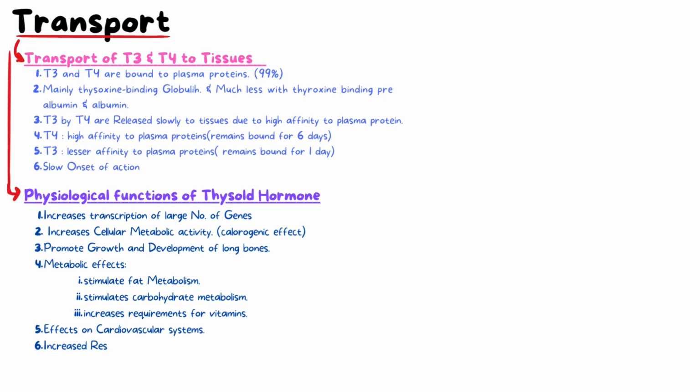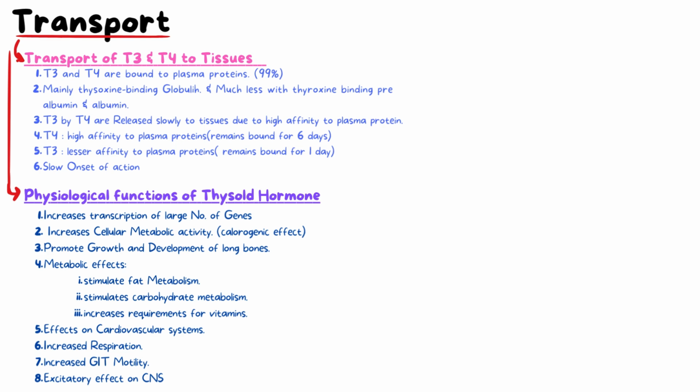Now talking about the metabolic effects of thyroid hormones. This includes the stimulation of carbohydrate metabolism. They stimulate all aspects of carbohydrate metabolism, which includes rapid uptake of glucose by the cells, enhanced glycolysis, enhanced gluconeogenesis, increased rate of absorption from the gastrointestinal tract, and increased insulin secretion.